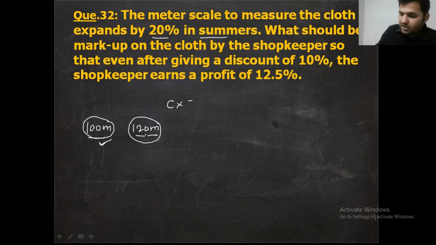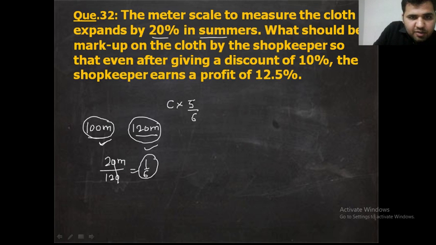The meter scale that was earlier measuring 100 meter cloth would now be measuring 120 meter. So that means there is a loss of 20 meter for the shopkeeper over an investment of 120, not of 100. How much actually went out of his pocket? 120 meter. So a loss of 1 by 6 happened. A loss of 1 by 6 means what will the multiplying factor be? Selling price would be 5 by 6 of the cost price. Now this is a very, very important concept, right?